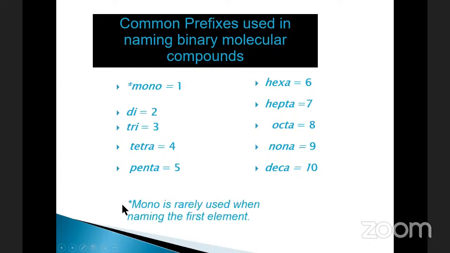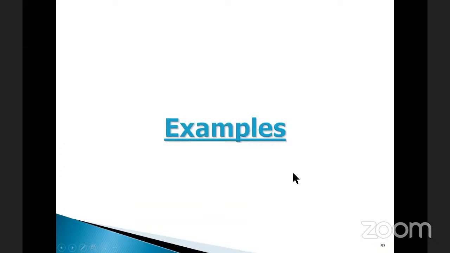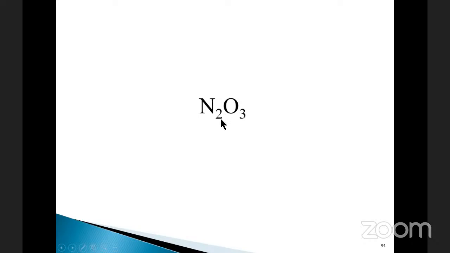So as stated before, one of the exceptions is that we do not indicate any prefix for the first element if there's only one atom of that element represented in the formula. Let's look at some examples and you're going to see how this works. In this case, we have N2O3. We have 2 atoms of nitrogen and 3 atoms of oxygen. So the prefix that we will use in front of the nitrogen would be di, and the prefix for the oxygen will be tri.